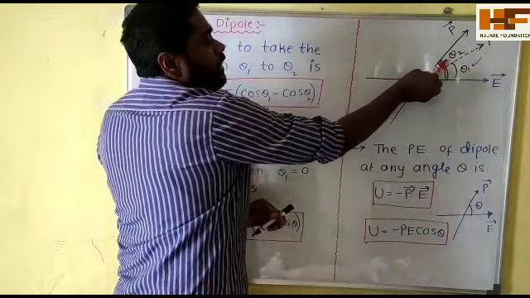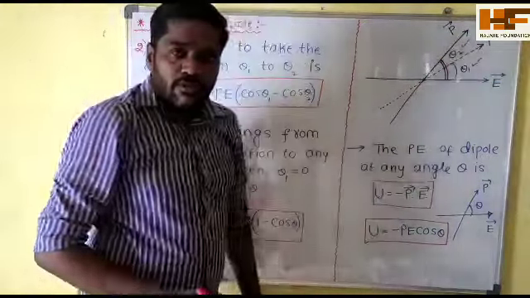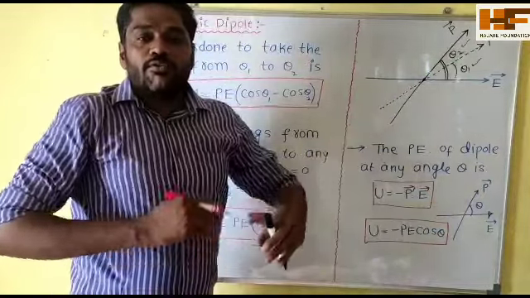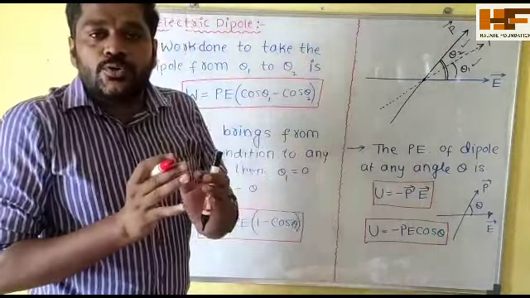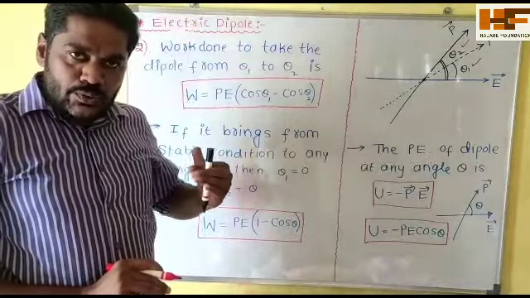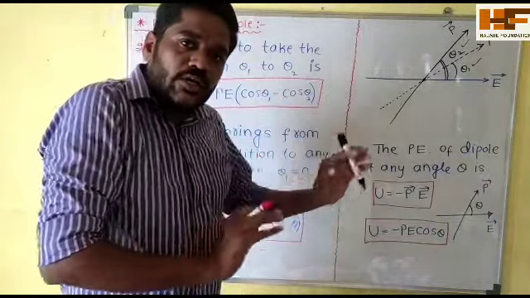After rotating, the final angle is theta 2. Therefore, to bring it from theta 1 to theta 2, what do we need? Compulsorily we have to do some work. Why? Because when a person is coming and running towards you, if you want to stop him by applying force, compulsorily you have to do some work.